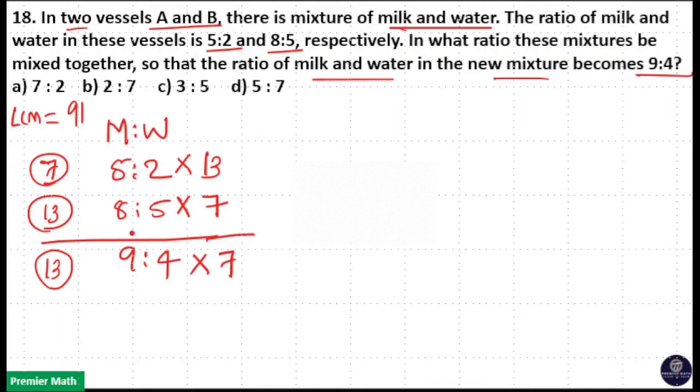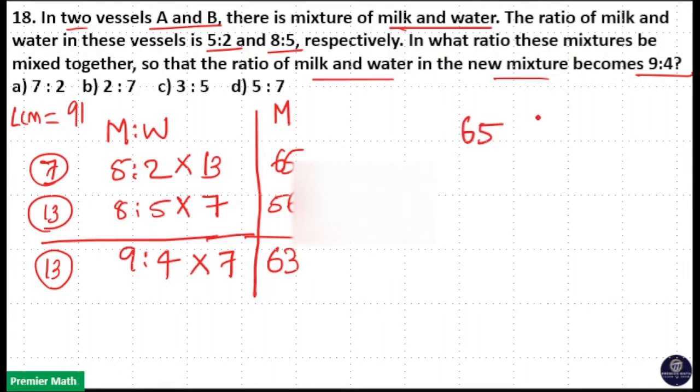Now you have equalized total parts in all these ratios. Now I am taking the milk part in the first vessel. That is 13 into 5, which is 65, the milk part in the first vessel. 7 into 8, 56, is the milk part in the second vessel. In the final mixture, 7 into 9, 63, is the milk part. So, use the alligation method here. In the first vessel, milk part is 65. Second vessel, milk part is 56. And final mixture, milk part is 63.